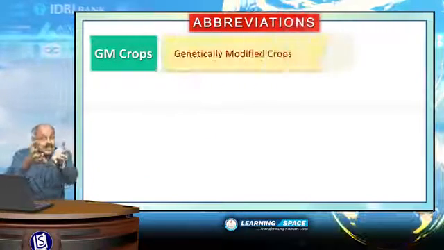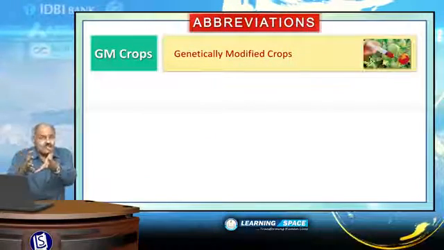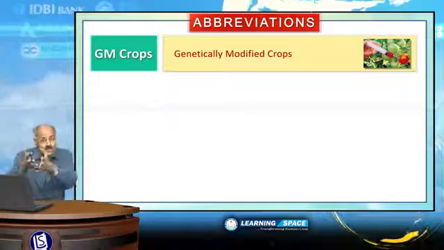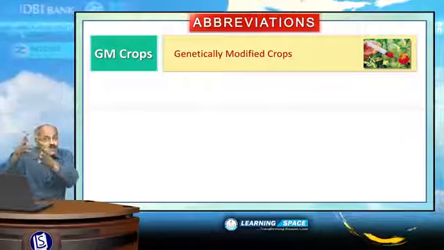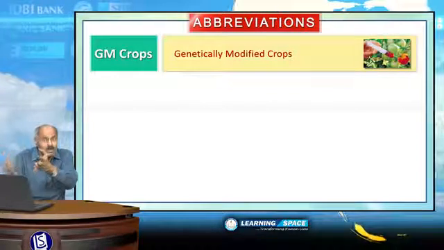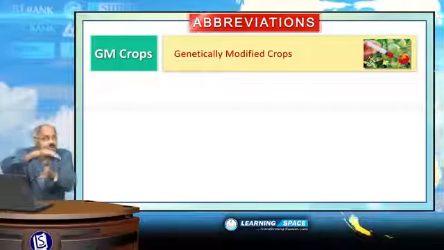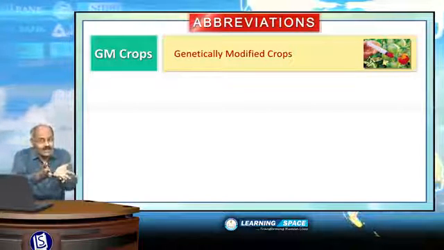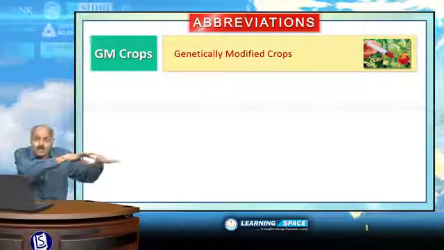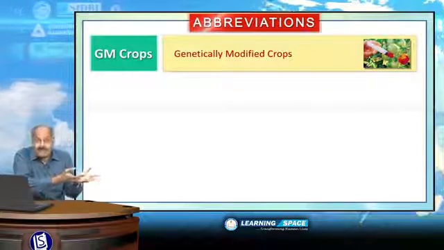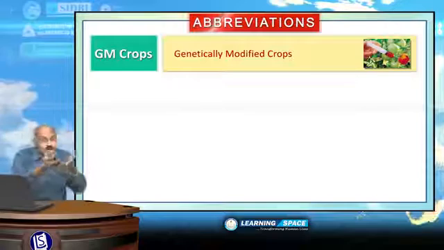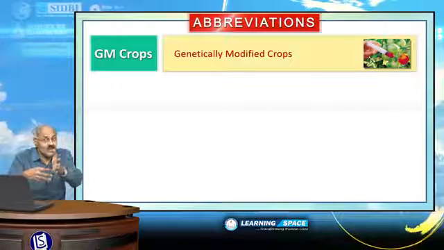Look at the next abbreviation, GM crops. GM crops is genetically modified crops. This word pertains to agriculture where the DNA of the crop is modified so as to get more yield, at the same time, so as to ensure better pest resistance. So GM crops is genetically modified crops.